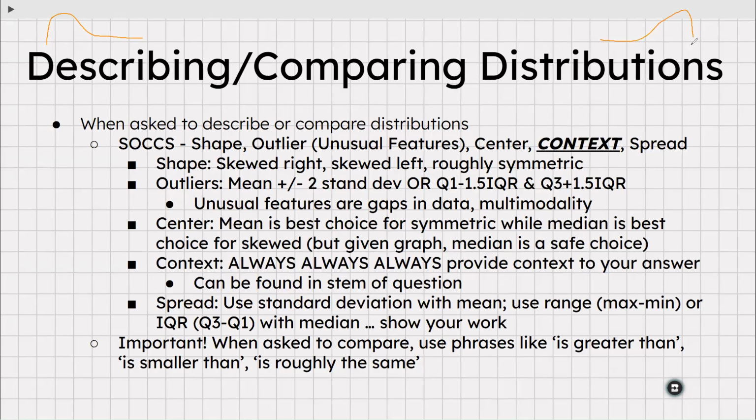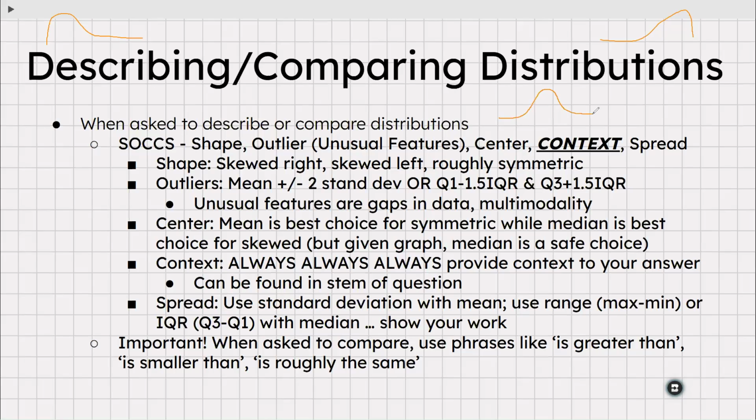What it really has everything to do with is the tail, the direction the tail points. So the tail here is pointing to the right. So imagine this is like a Tyrannosaurus Rex. The T-Rex's tail is pointing to the right, skewed right. The T-Rex's tail is pointing to the left, skewed left. Okay. And then the only other shape that you're going to be dealing with is roughly symmetric.